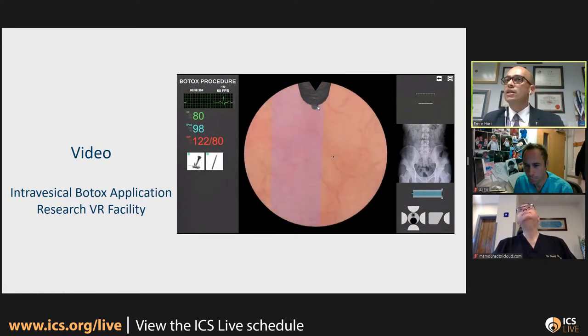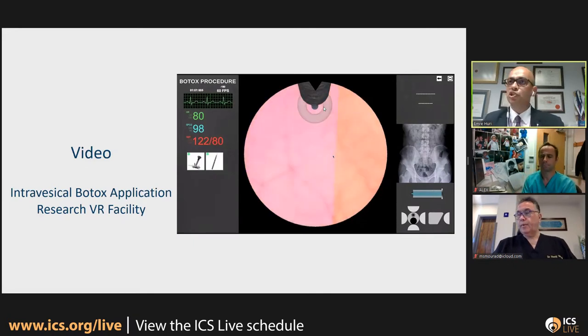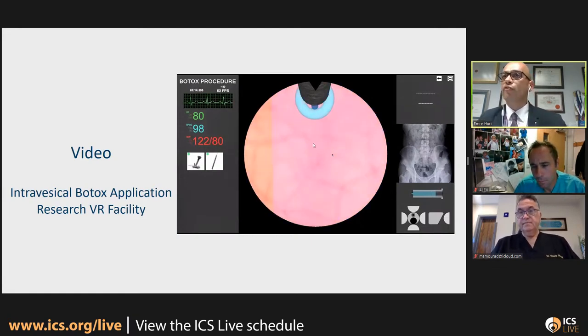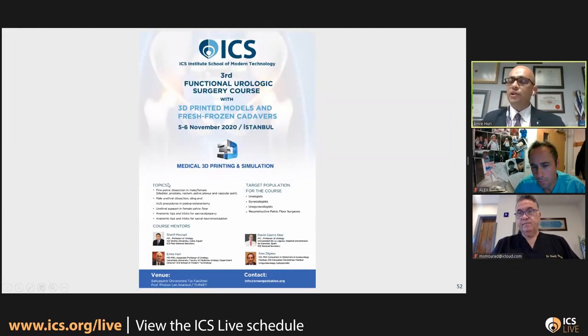Then you can see there is a change in color, especially if you do the Botox injection at the right site, and this will be helpful for the trainee to do the surgery the best.